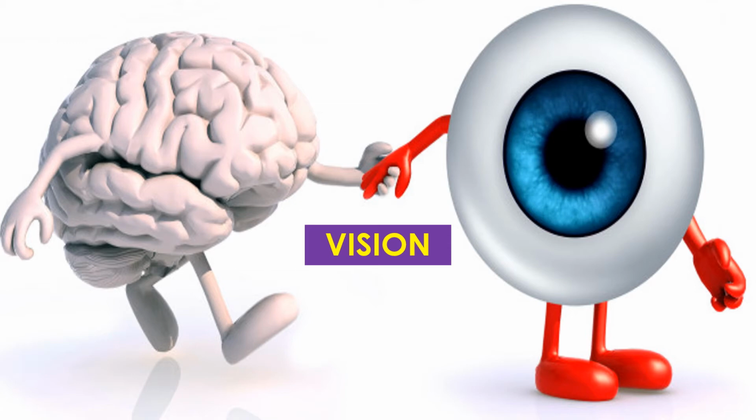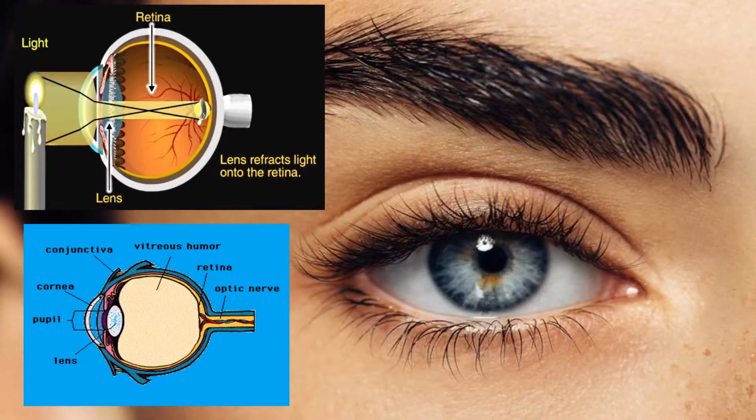Vision is all about the eye and the brain working together. The story of vision starts when light enters the eye. Light goes through the pupil, the black opening in the eye, and is focused by the lens onto the very back of the eye, which is called the retina. And in the retina are cells that will have a chemical reaction in reaction to the light and create an electrical signal that is sent back to the brain.